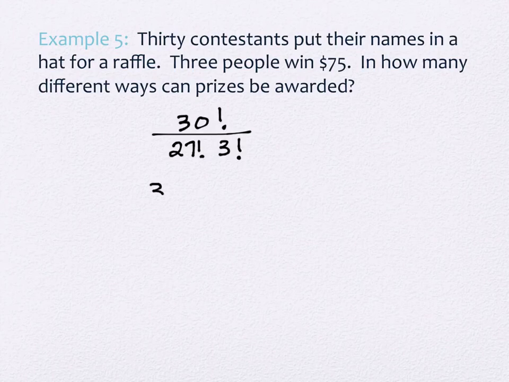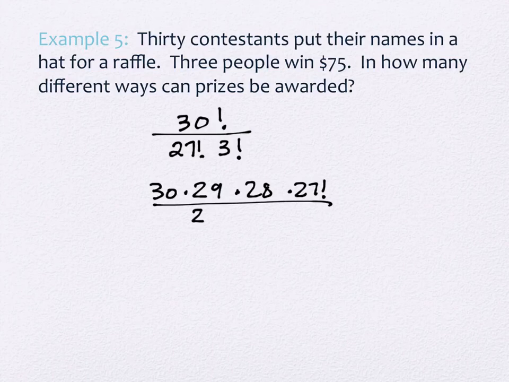Just like on the last one, my 30 times 29 times 28 times 27 stops at 27. So the 27 factorial gets canceled. Notice you can only cancel stuff with factorials if they're exactly the same. Right, so you can't look at this and say, oh look, 30 divides by 3, now I've got 10 factorial on top. No, you don't. So no canceling inside of factorials unless they're perfect matches.